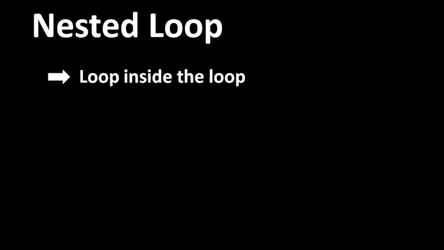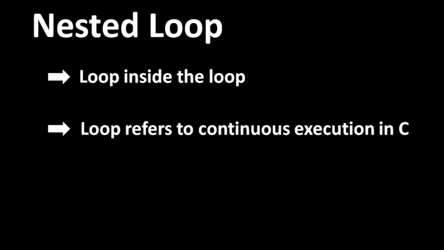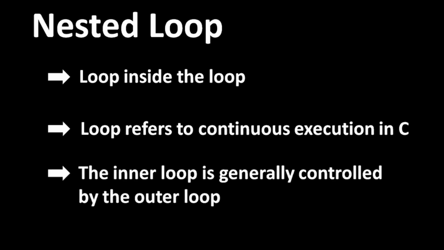So what is a nested loop? A nested loop is simply a loop inside a loop. It's similar to a concentric circle, a circle inside a circle. If you don't know what a loop is, then let me make it clear. A loop refers to continuous execution in C: the continuous execution of the statements which we write inside the loop. Generally, the inner loop is always controlled by the outer loop.